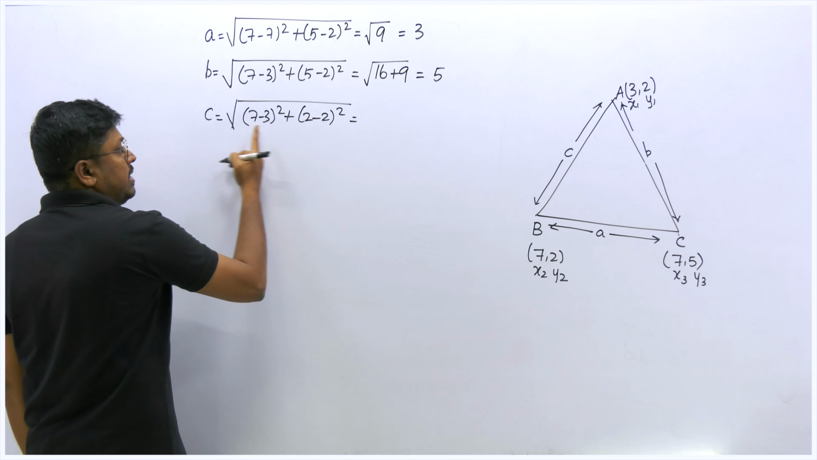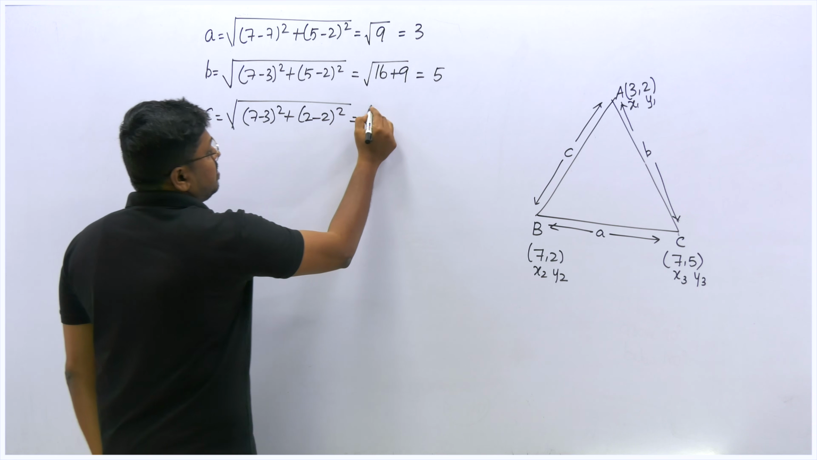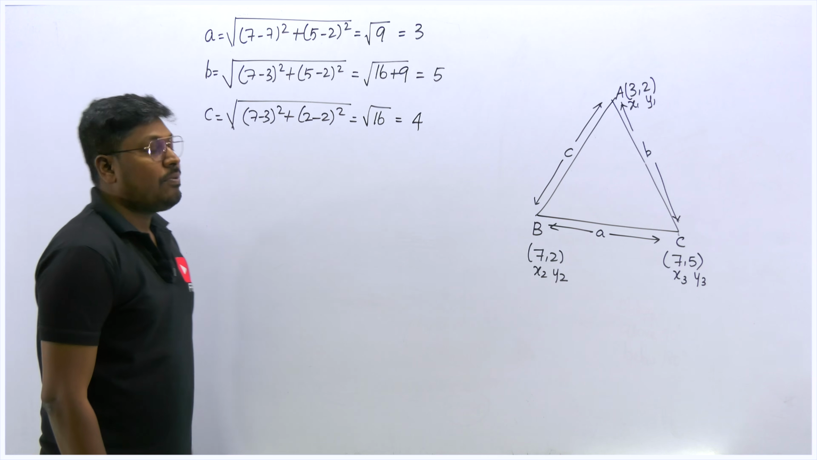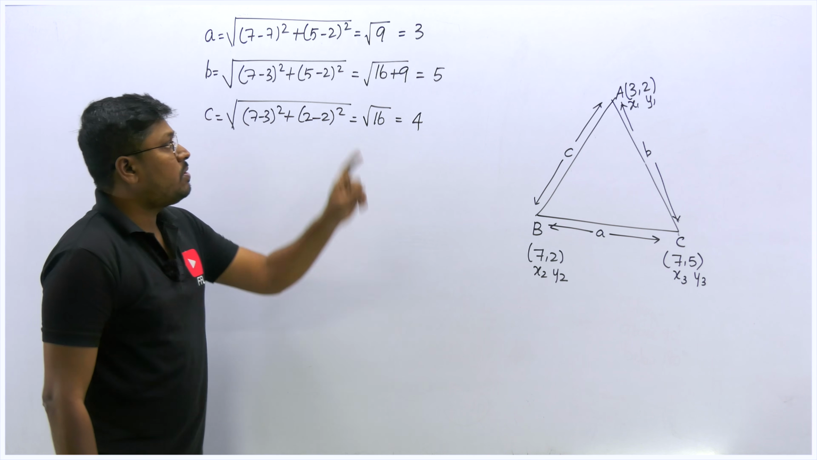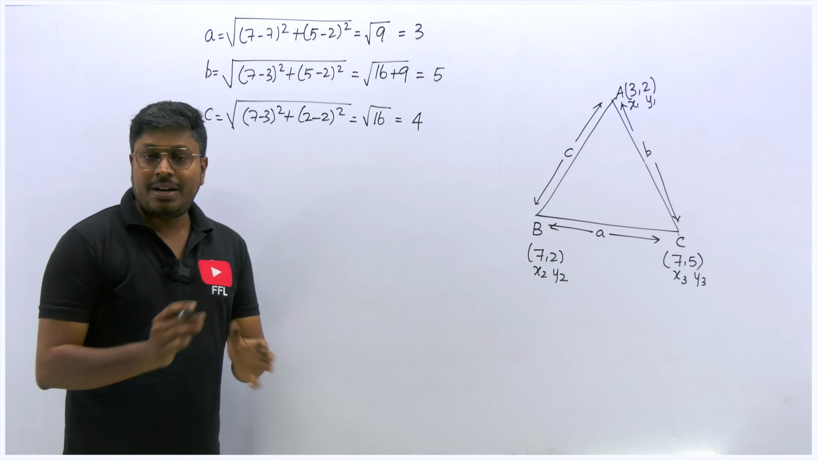So 2 minus 2 is 0. 7 minus 3 will be 4, so 4 square is 16. So square root of 16 is equal to 4. So finally, we got the values of a, b and c. So a equals 3, b equals 5, c equals 4. That's it, we got the a, b, c values.